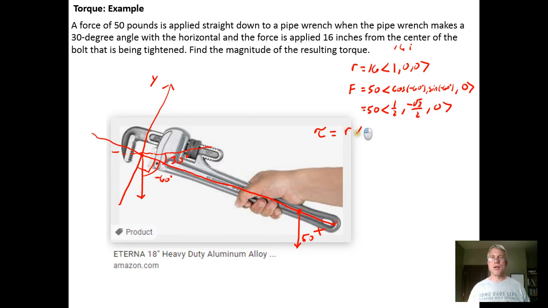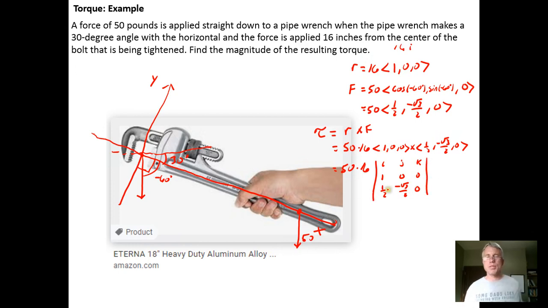So then when I go ahead and do my torque calculation, torque, tau equals R cross F, which is just going to be the scalars, 50 times 16. Factor those scalars off the front, and then it's going to be 1, 0, 0 crossed with our vector 1/2, negative root 3 over 2, 0. So we're going to get 50 times 16 times the determinant i, j, k, and then my position vector 1, 0, 0, and 1/2, negative root 3 over 2, 0.